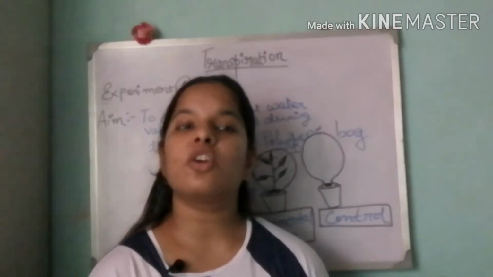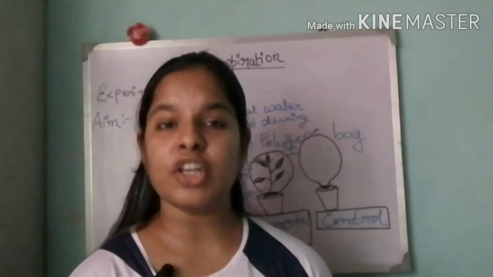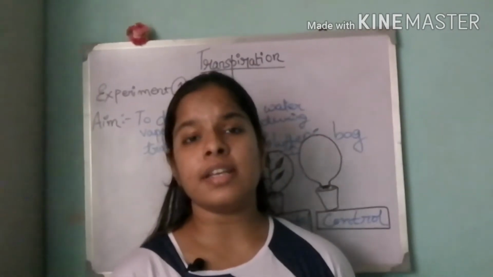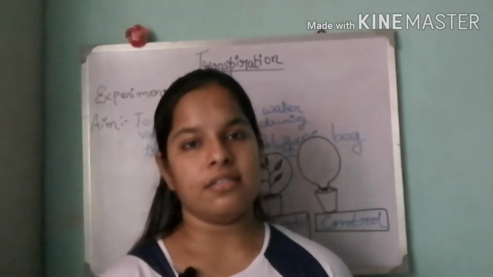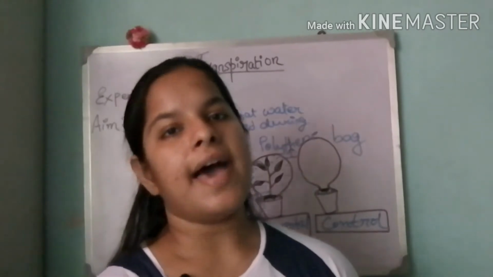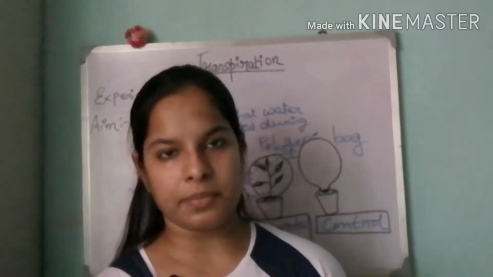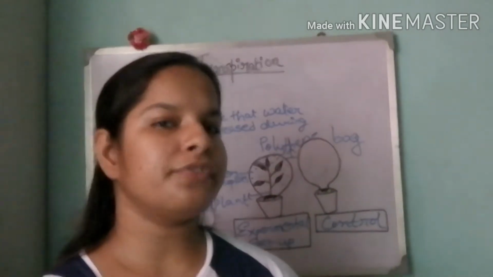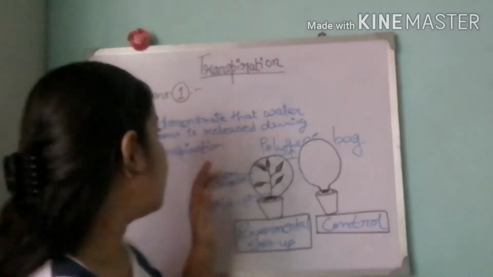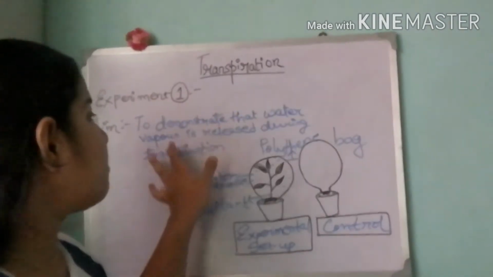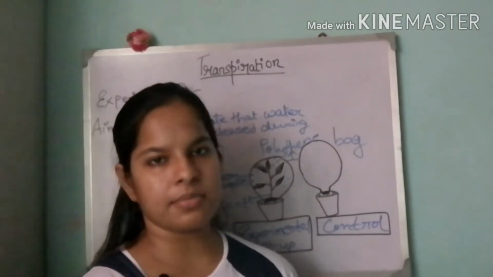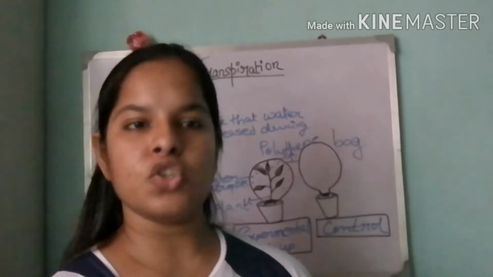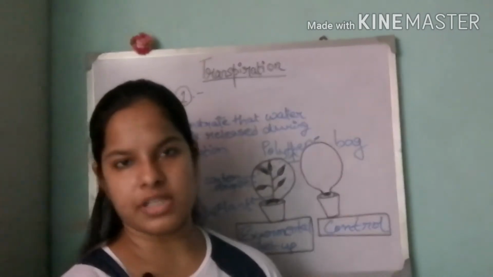When we talk about an experiment, we need to know the aim, the material required in that experiment, how it is done, that is the procedure of the experiment, and what we observe after the setup is done. So we start with the first thing, that is the aim: to demonstrate that water vapor is released during transpiration. It is a very easy and very quick experiment that can be done to show that water vapor is released during transpiration.